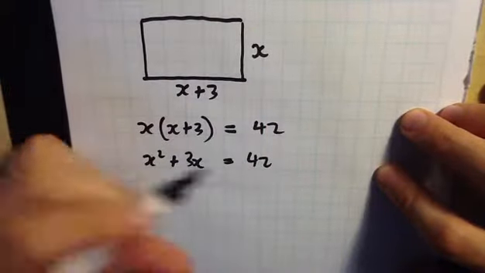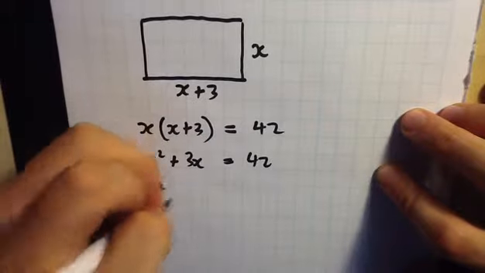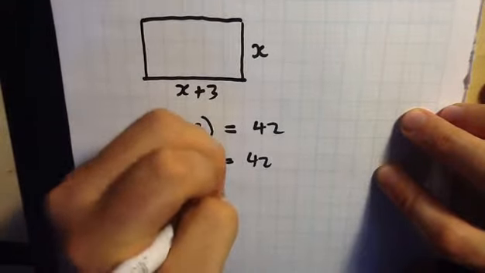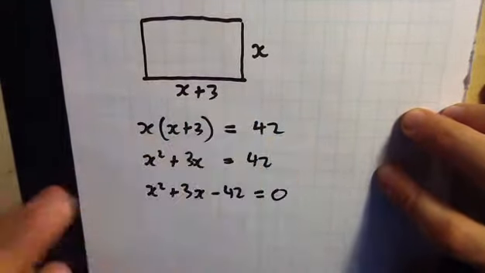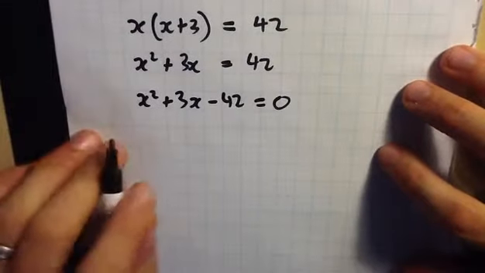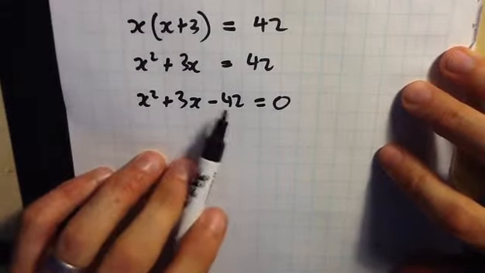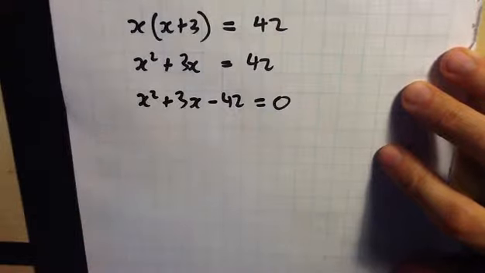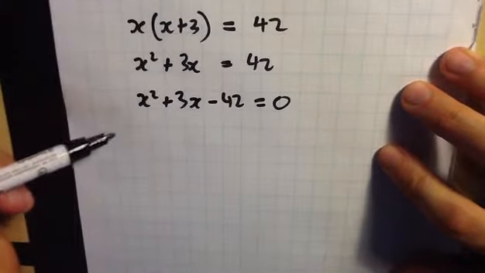Now in order to solve this quadratic, I'm going to need to make it equal to 0. So x squared plus 3x minus 42 is equal to 0. Okay? Now I need to factorize this quadratic, and you can see no factors of negative 42 are going to equal 3, so I'm going to need to use the quadratic formula. I'm not going to bother doing that because you guys know how to plug into the quadratic formula, okay?